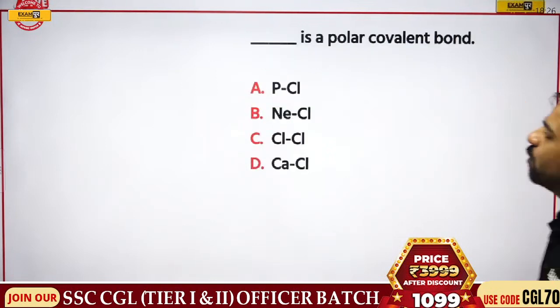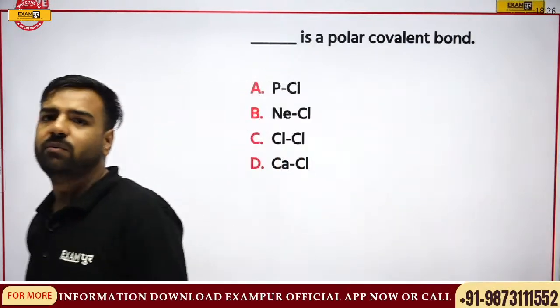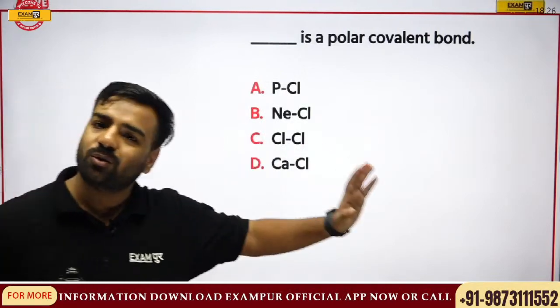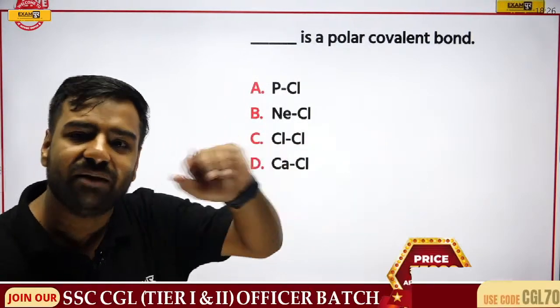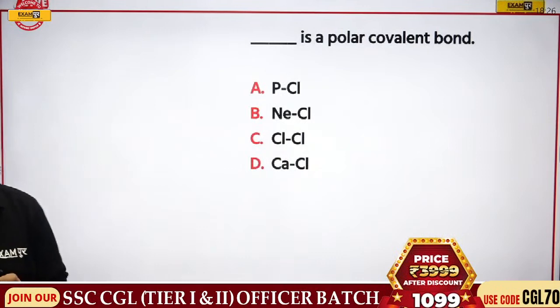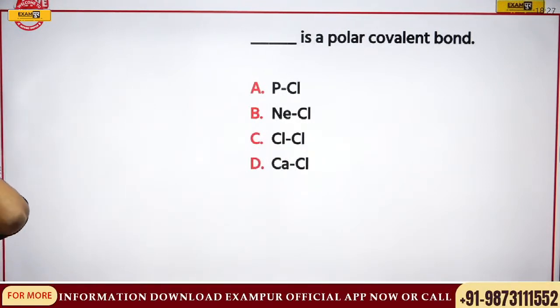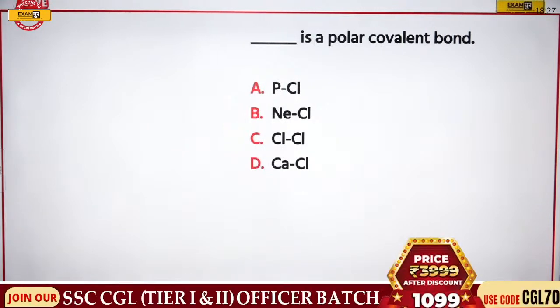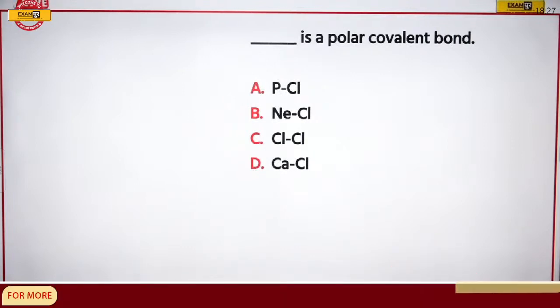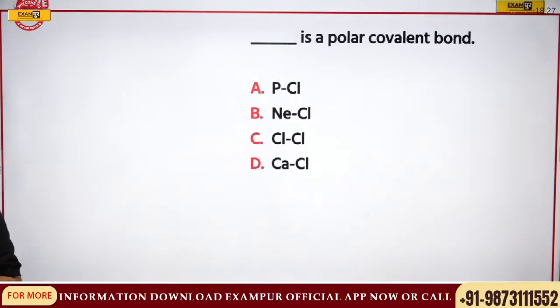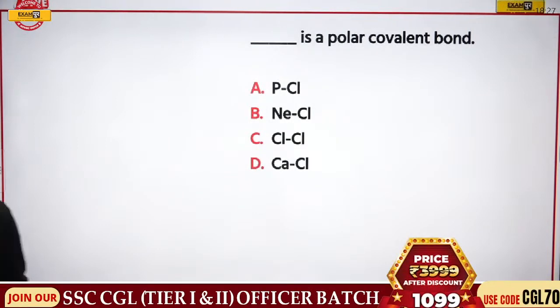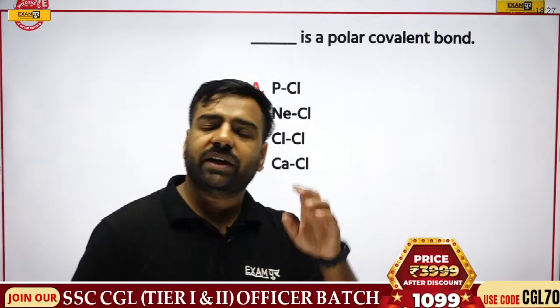Dash is a polar covalent bond. Now what's this covalent bond? I know you know covalent bond, but what is polar covalent bond? I'll be telling you, but I want an answer from you all. So yes, dash is a polar covalent bond. What is the correct answer? Answer please. Vikramaditya, I'm waiting for your answer.